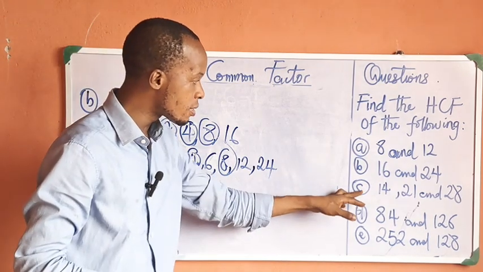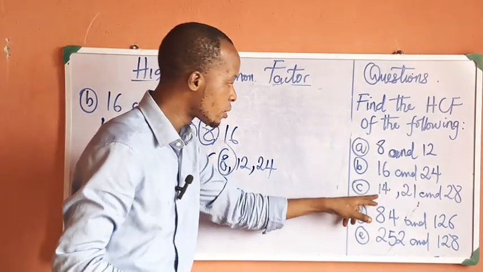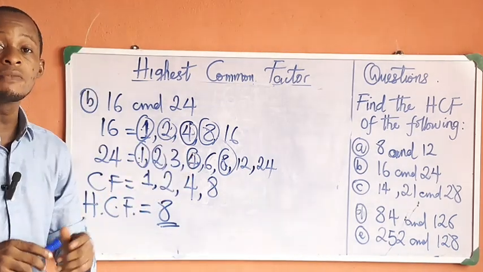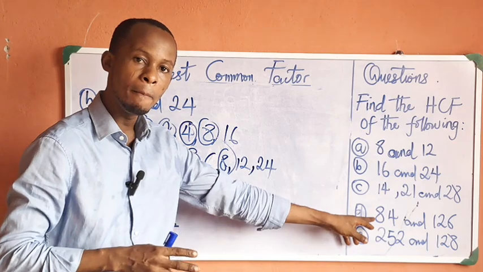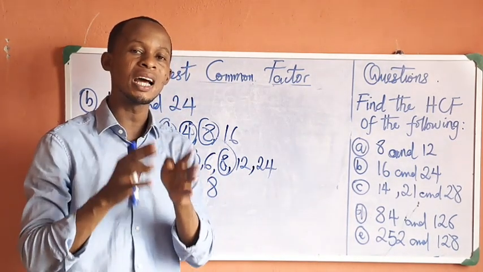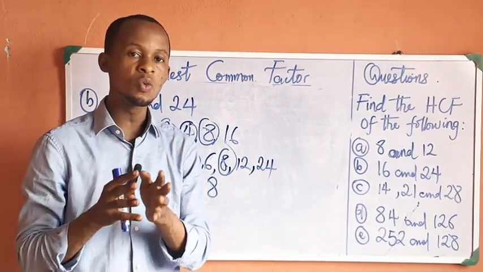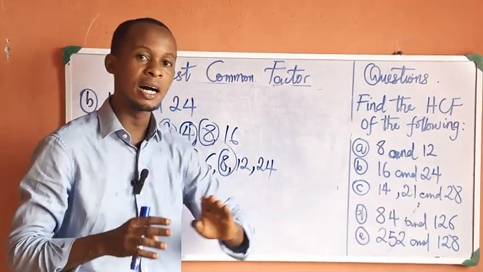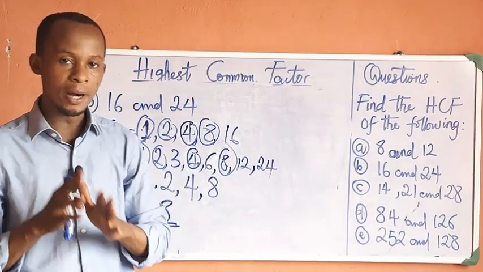I will leave question C with you to practice. Find the highest common factor of 14, 21, and 28 using the same method that we have used here. In our next class, we are going to be looking at the highest common factor of these two other questions using the prime factorization method. The prime factorization method is useful when you are given bigger numbers. You can see we have 3-digit numbers in this place, and we are going to be learning how to find the HCF of bigger numbers using the prime factorization method.